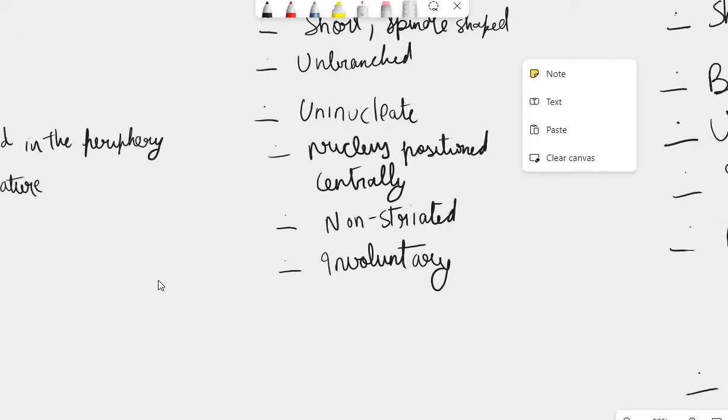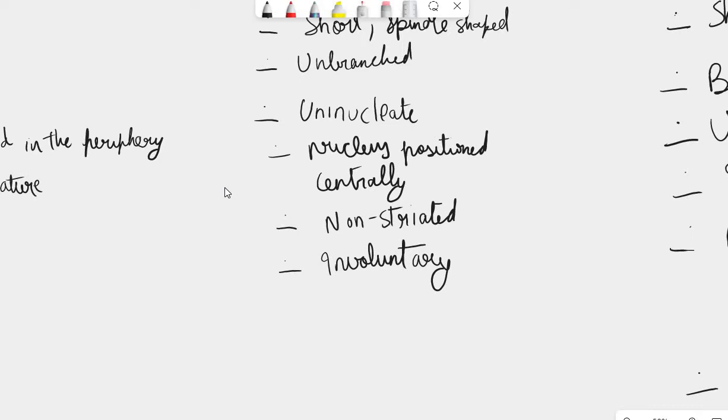And they are non-striated. So basically, they don't show any light or dark bandings. So they don't show any striations, so they are known as non-striated. And the last point, they are involuntary in nature. This means that we cannot consciously control them. They work on their own.